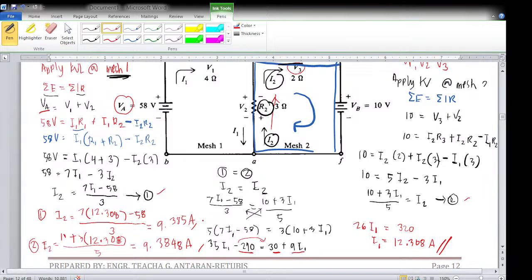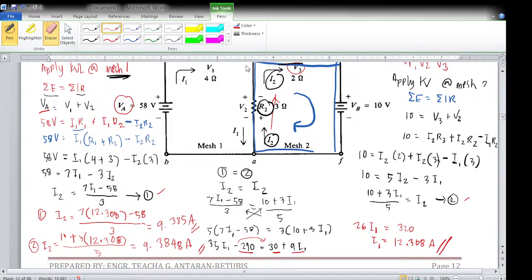So that's already the answer, class. Any of these two solutions. So this is the answer for I sub 1 and I sub 2. Again, these are mesh currents. Now, ano pa yung unknown natin? Our unknowns are the voltage drops, V sub 1, V sub 2, and V sub 3. Okay. Ngayon, let us solve for V sub 1.